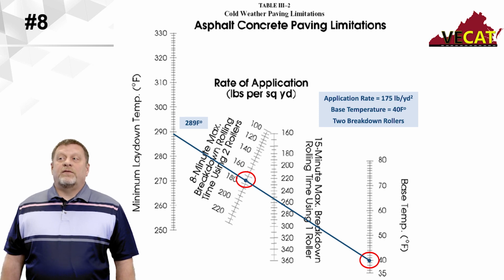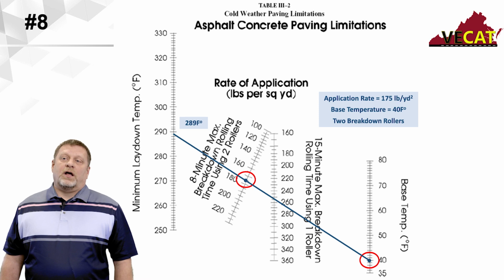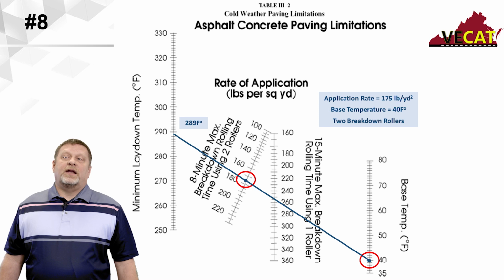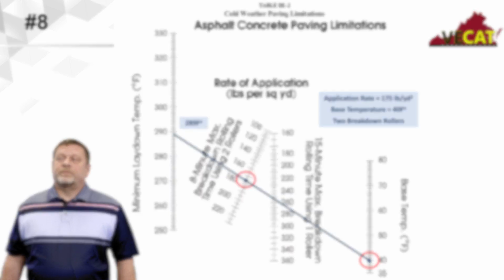But now, since we have 2 breakdown rollers, we're going to apply our application rate on this angle line here, the other grid, which is an 8-minute max breakdown rolling time using 2 rollers, as it's labeled, and we'll apply that 175 pounds per square yard. You can see the point here in the middle of the screen showing that area. Again, connect the 2 dots, draw a line that we extend all the way over to the minimum laydown temperature, and that minimum laydown temperature happens to be 289 degrees Fahrenheit. So anything below that cannot be placed. As long as it's above it, we're good to go.